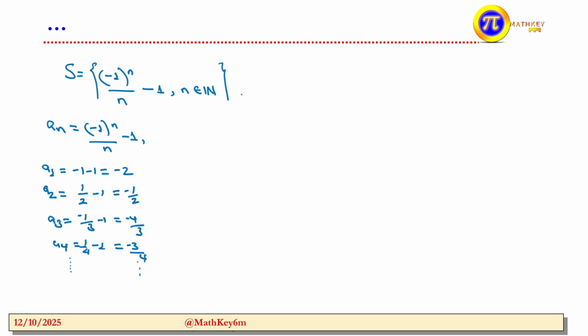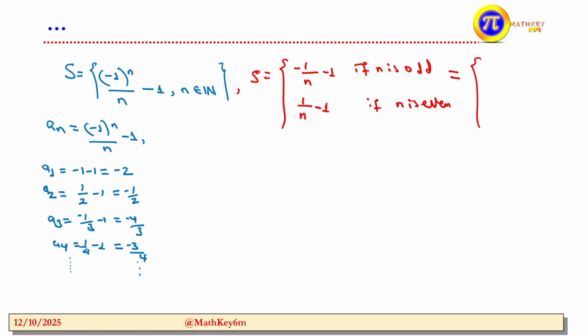If we continue in this way, what do we have? This S has two cases. When n is odd, it becomes -1 over n minus 1. If n is even, it becomes (-1)^n, that is 1 over n minus 1. This means we can express this in other forms, even and odd.